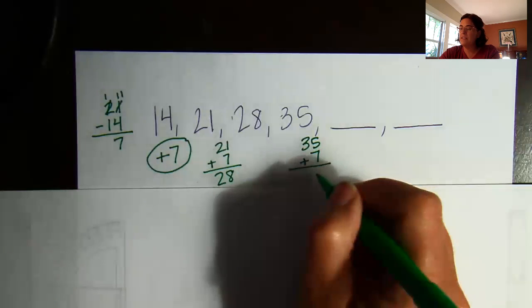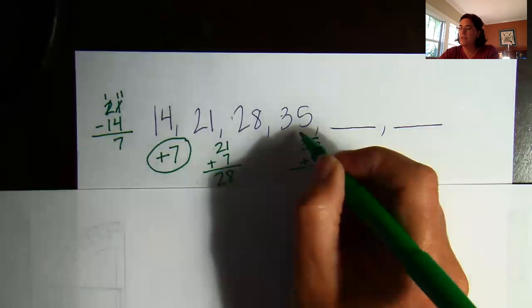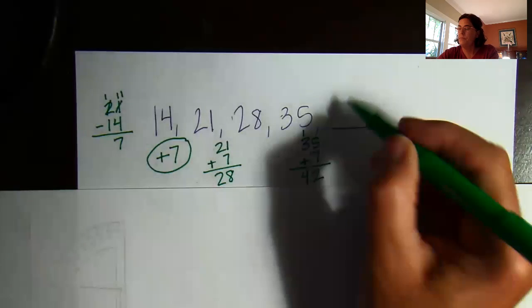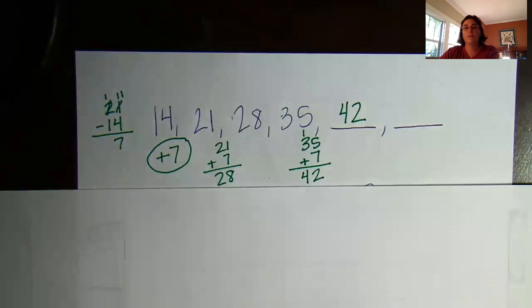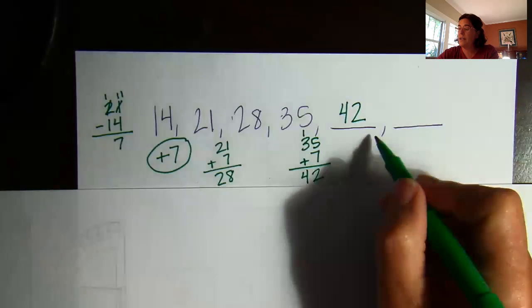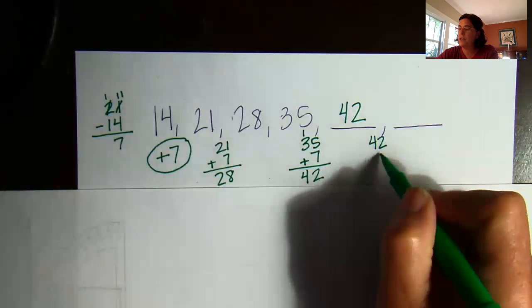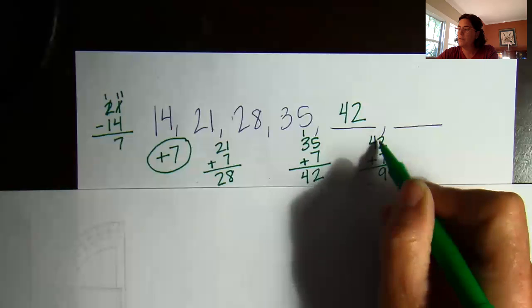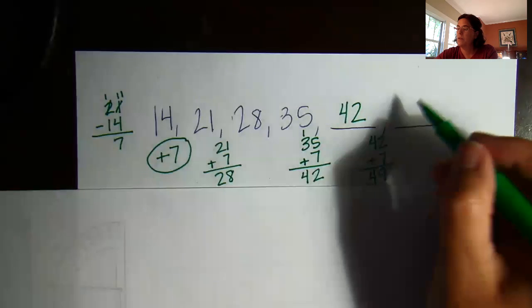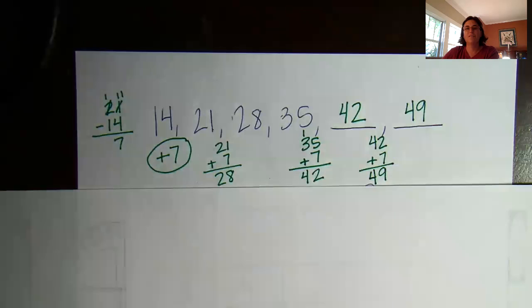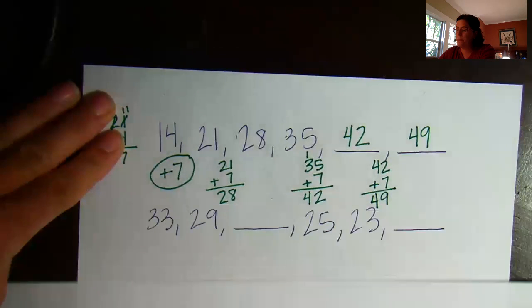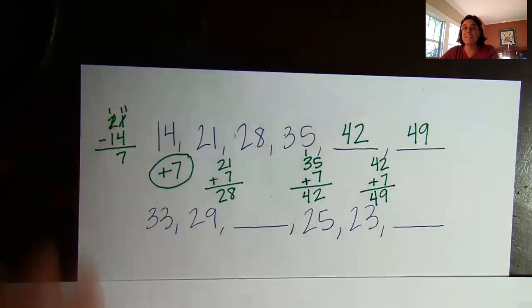5 plus 7 is 12. Carry the 1. 3 plus 1 is 4. 42. And I'm going to add one more number. Go ahead and do it, kids, while I do it up here on the screen. Very good. All right, let's do one more. Actually, we're going to do a few more, but this is the next one we're doing.